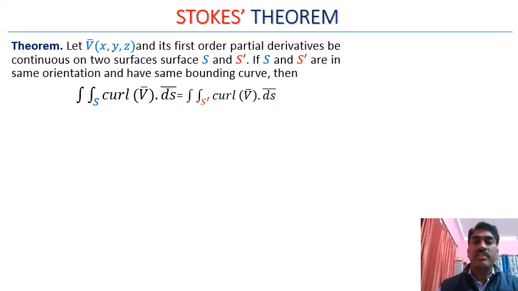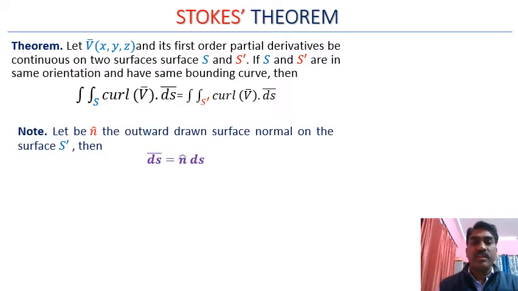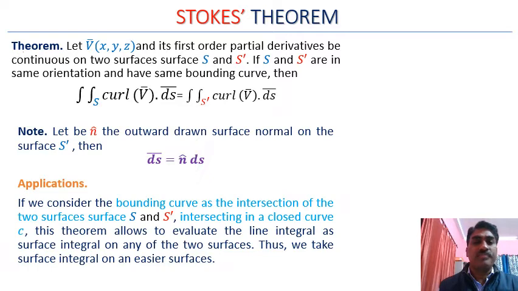If both these surfaces are oriented in the same direction and both have the same bounding curve, then the surface integral of curl V on both the surfaces is the same. So this is a very good theorem, and this will enable us to use Stokes theorem more easily. So let us see how it will enable us to use it more easily. First, this is the notation of unit outward drawn unit normal. I will come to this point later.